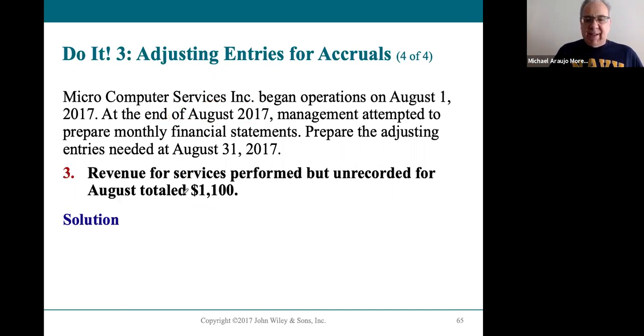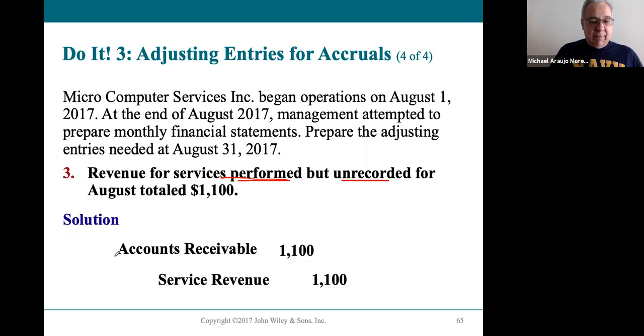And the last thing is the easiest one, right? We did work, but we didn't record it. So we have to put this on the books. Debit accounts receivable for $1,100, credit service revenue for $1,100. That way everything has been recorded and our books are as accurate as they can be.